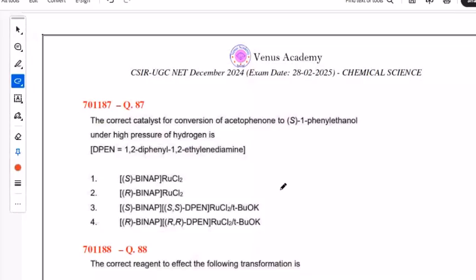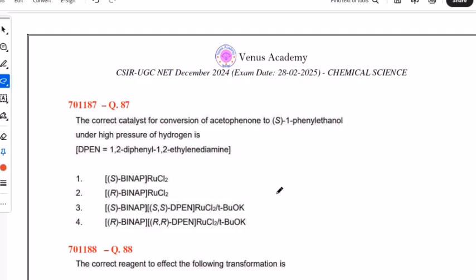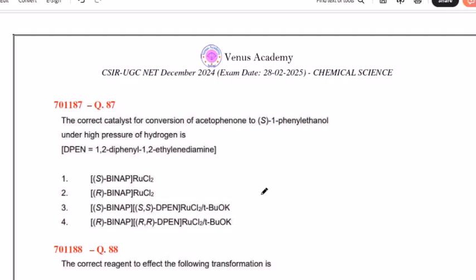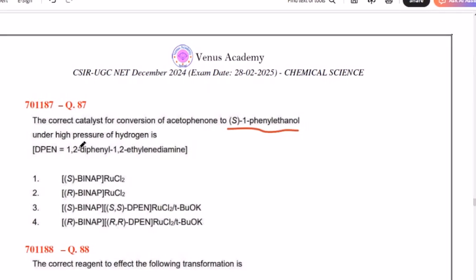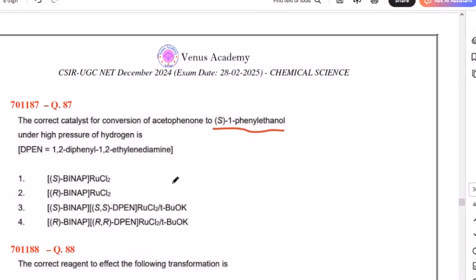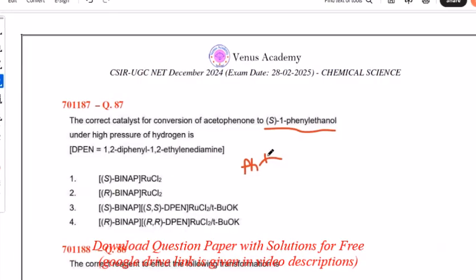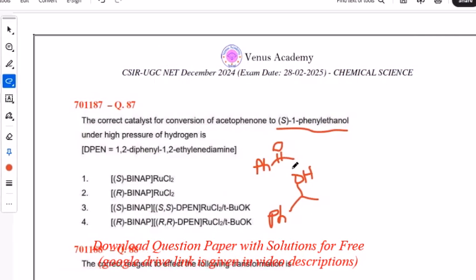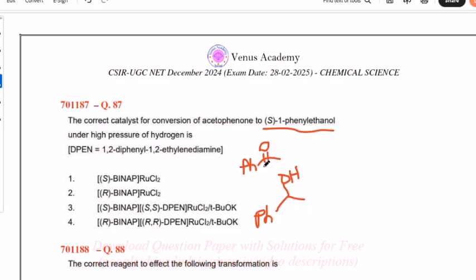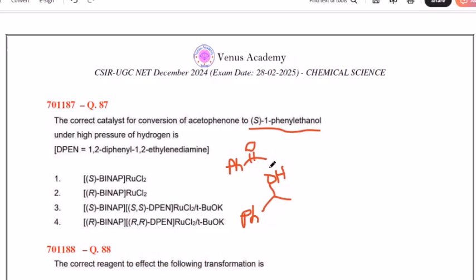Next, question number 87. The correct catalyst for conversion of acetophenone to S-1-phenyl ethanol under high pressure of hydrogen. So acetophenone to, so here 1, 2, 3.